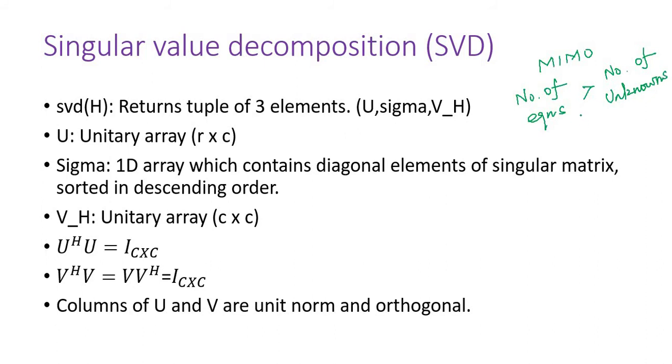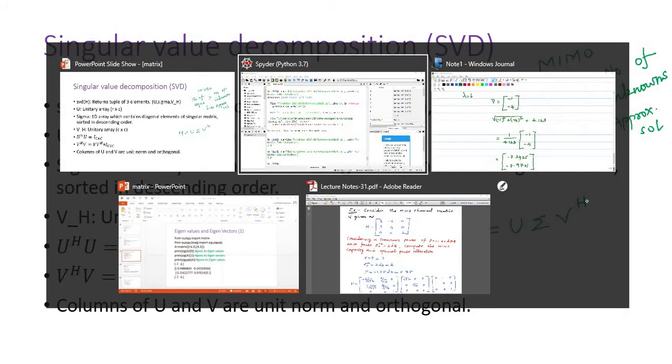So you don't have the exact inverse for that H, so you have the approximate solution. In such cases, you can go for singular value decomposition. You cannot go for eigenvalue decomposition. So what you are doing is decomposing a matrix into three matrices: U, sigma, V Hermitian. Otherwise, let me write this in Notepad.